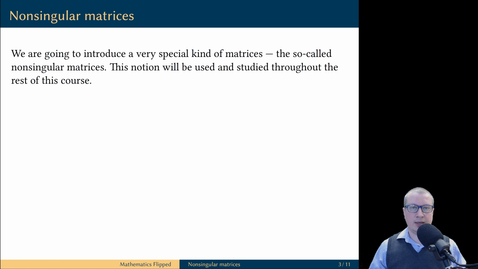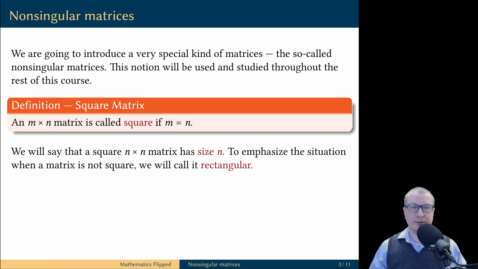Let's get started. The notion of a non-singular matrix is crucial for linear algebra. It is one of the central notions, and we will use it throughout the rest of the course. We start by defining square matrices. A matrix is square if the number of rows is equal to the number of columns. When we have a square n by n matrix, we will say that it has size n. Sometimes we will have to emphasize that we are working with a matrix which is not square. In this case, we will call such a matrix rectangular.